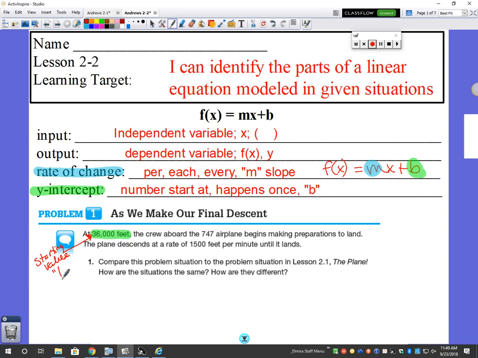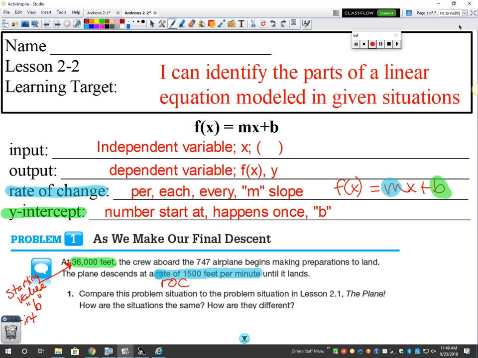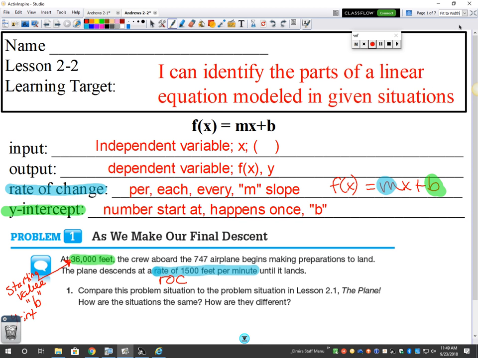That is our b, that is our y-intercept, all those things. Those are all interchangeable words. The plane descends at a rate, we see the word rate, of 1,500 feet per minute until it lands. So that is our rate of change. Let's make that a little bit bigger.